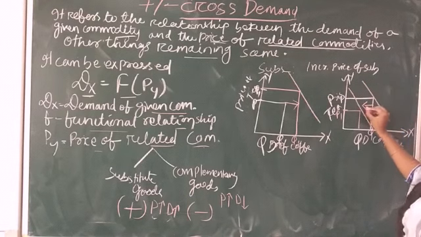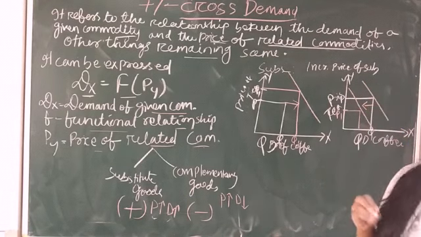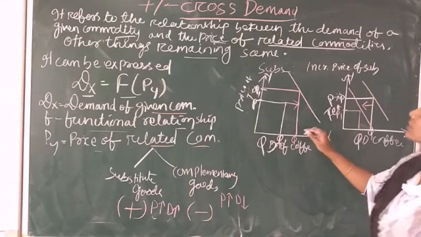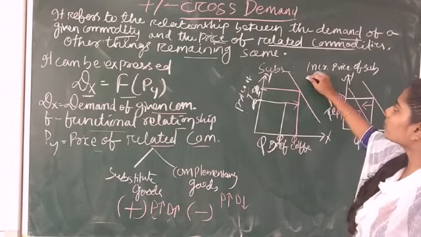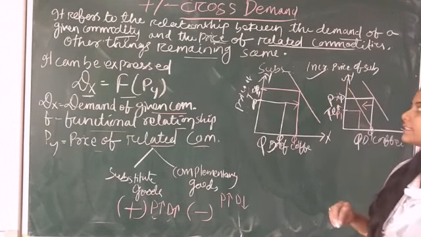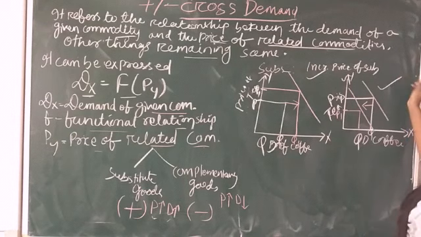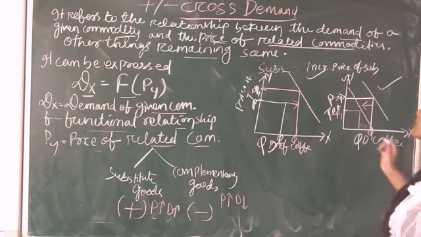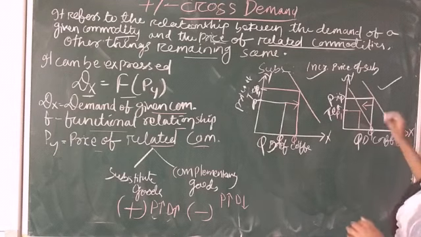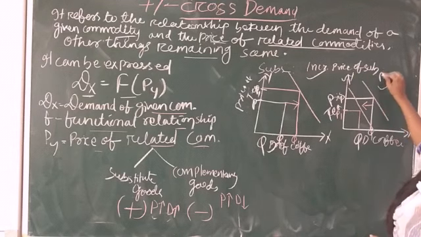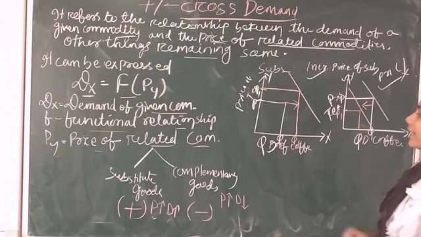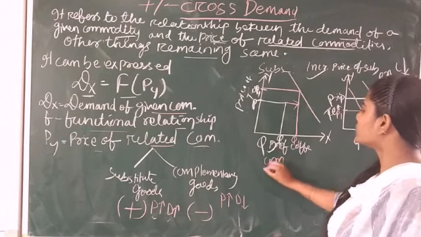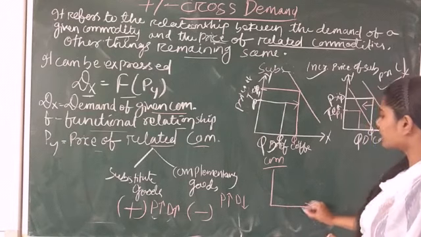So that means there is a leftward movement. So there is a positive movement if the price of a substitute good increases, and there is a leftward movement or the negative movement. We can say that there is a leftward movement in case the price of substitute goods decreases. Like that, in case of complementary goods, the same diagram will be followed.